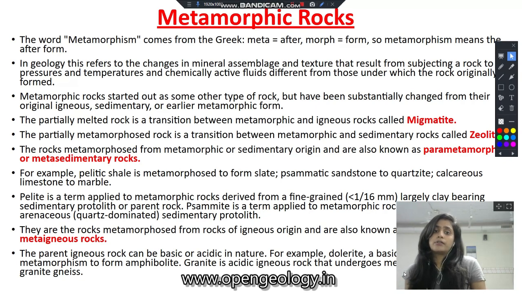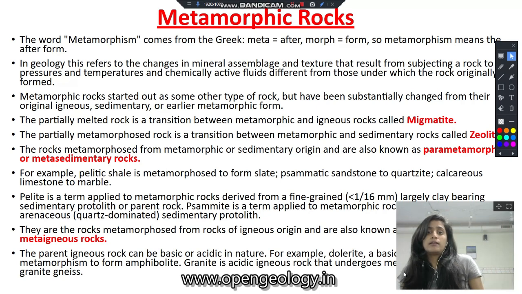Metamorphic rock started out as some other type of rock but has been substantially changed from its original igneous, sedimentary, or earlier metamorphic form. So any kind of rock, whether sedimentary, metamorphic, or igneous, when a certain amount of pressure and temperature is applied, will change into a metamorphic rock. The partially melted rock that is a transition between metamorphic and igneous rock is called migmatite.